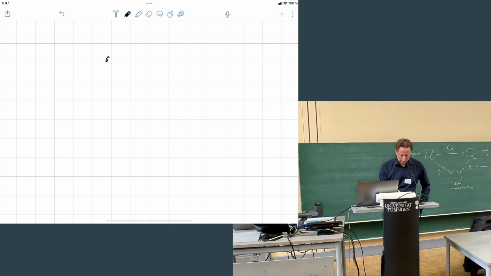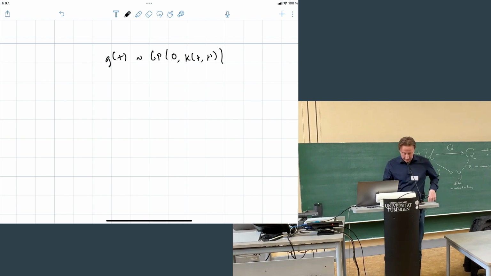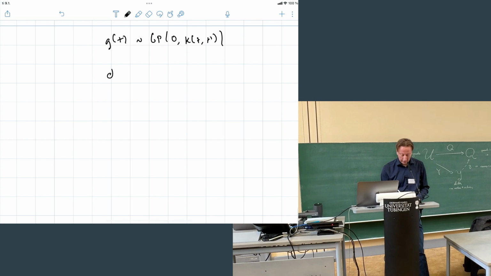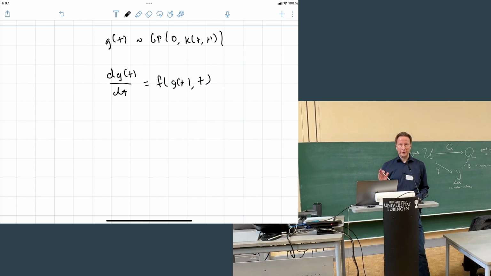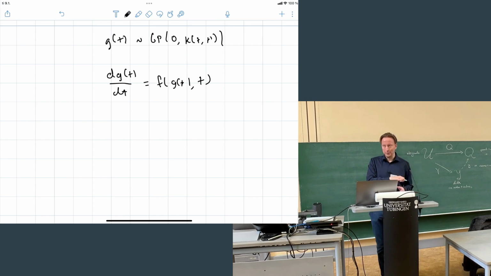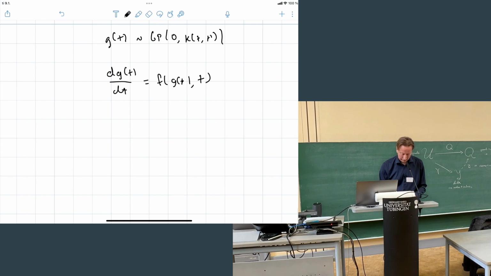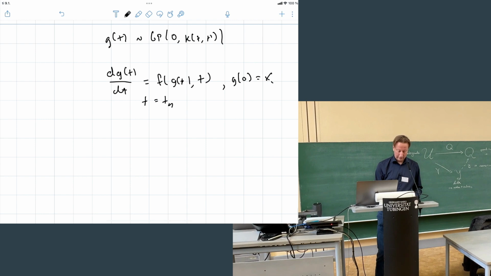So we have a Gaussian process, g of t. I'm using my notation of the GP, zero mean, with some covariance function like this. And then I say that I want this Gaussian process to solve the equation, the differential equation, when I plug in the Gaussian process. But I don't need to solve it at every continuum time point. Instead I say that this should be true at the points t equal to tn. And I also need that g of 0 is equal to some initial value.